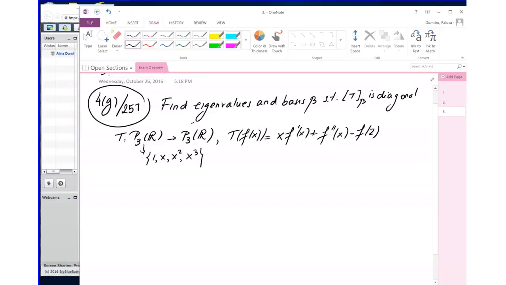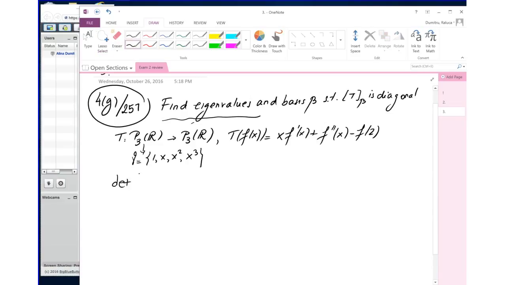So P sub 3 is polynomials of degree at most 3, right? So the standard basis is 1, x, x squared, x cubed. Now I'm working on finding the eigenvalues. Let me call this basis gamma. To find the eigenvalues, I need to take the matrix of T in some basis, whatever I want. I choose gamma because it's standard, right?